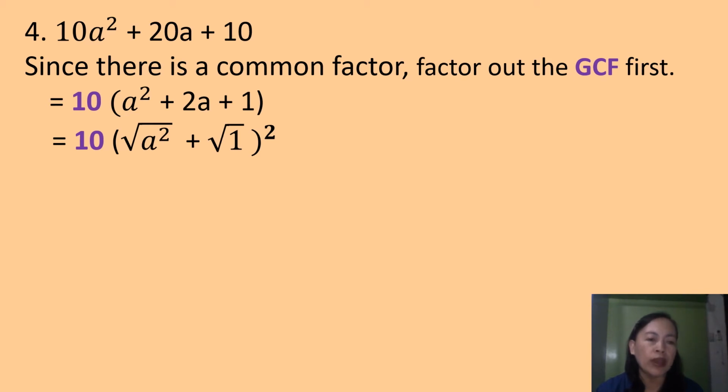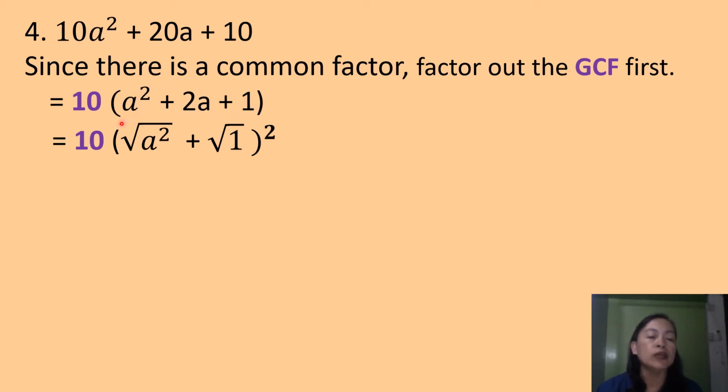So, 10a squared divided by 10, that's a squared, plus 20a divided by 10, that's 2a, plus 10 divided by 10, you have plus 1. Now, you will notice that the polynomial factor here is a perfect square trinomial because the first term is a perfect square and the last term is a perfect square as well. So 10 will just be factored out in here as GCF. We will continue factoring this perfect square trinomial here.